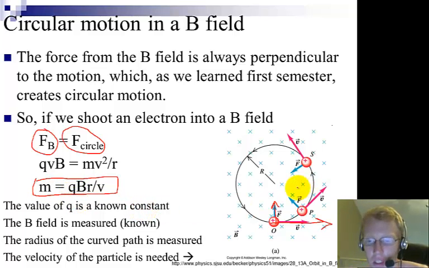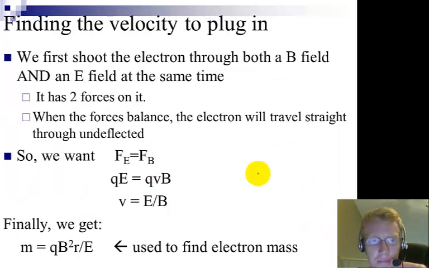So typically you'll be able to control the magnetic field. So you'll have a known value for magnetic field. Q is a known constant if it's an ion or something like that. And the radius of curvature is measured. But the velocity of the particle, how fast it's going as it spins around, is really hard to measure. So let's see how we can measure that.